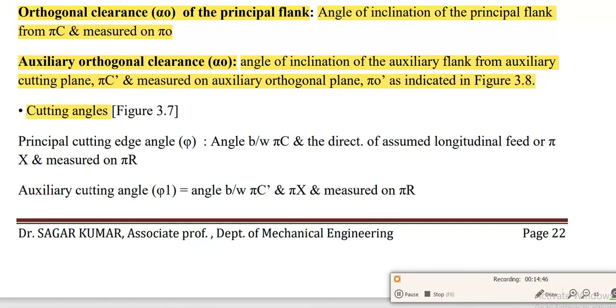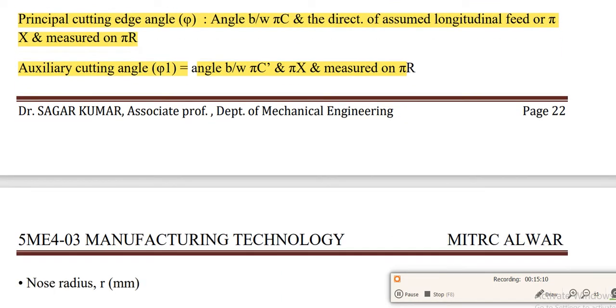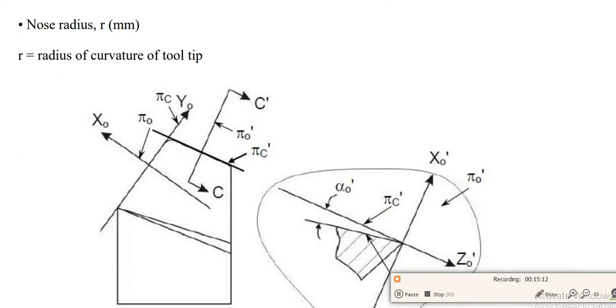Now further, principal cutting edge angle phi is the angle between pi c and the direction of the assumed longitudinal feed pi x, measured on pi r. Next one, the auxiliary cutting edge angle phi 1 is the angle between pi c dash and pi x, and that will be measured on pi r. So from the figure we can observe the various angles for the ORS system. And next one is the nose radius r. It should be in mm, and r is the radius of curvature of the tool tip.